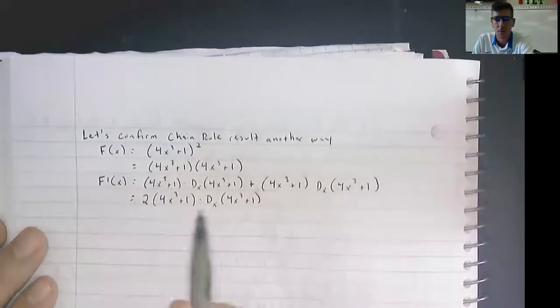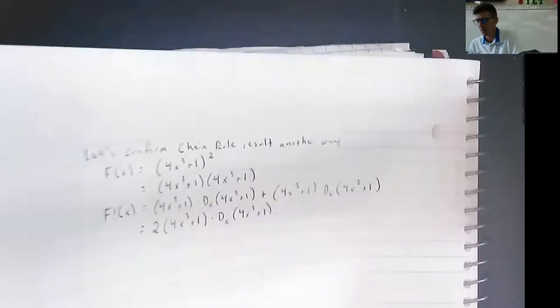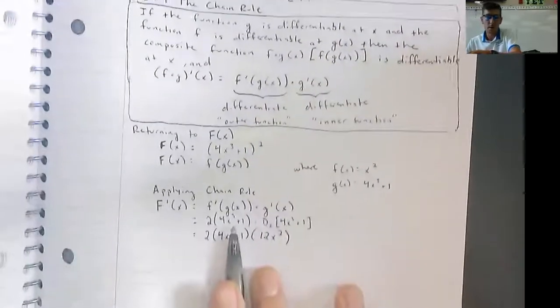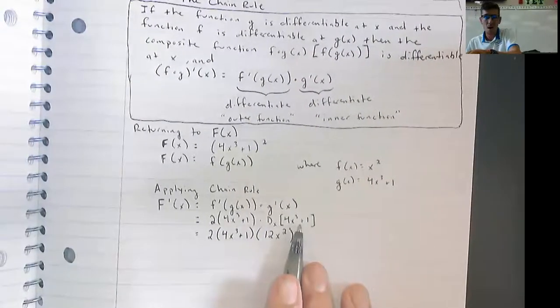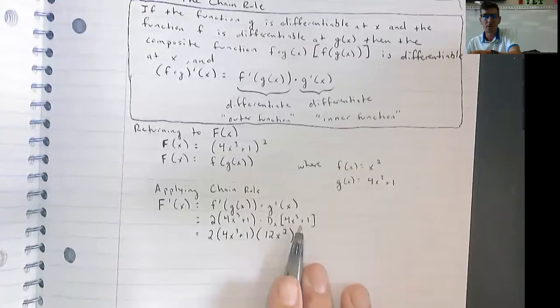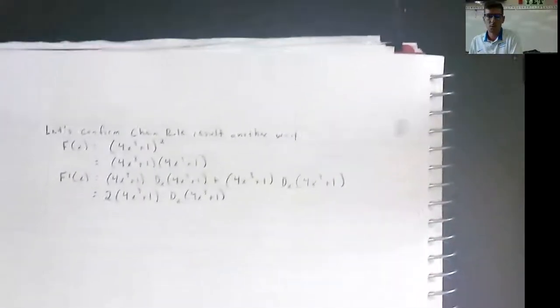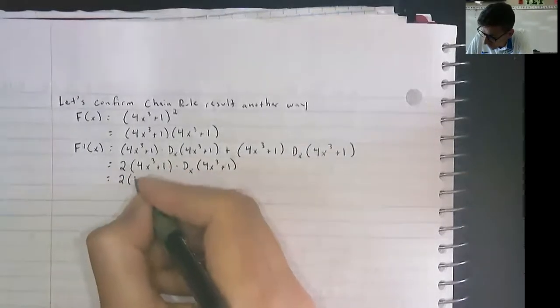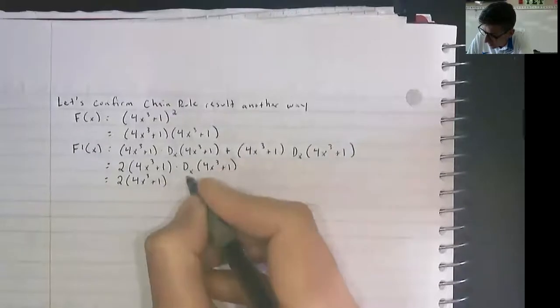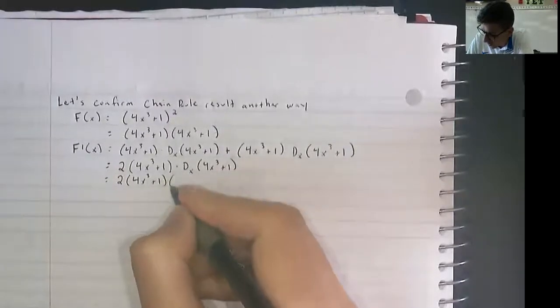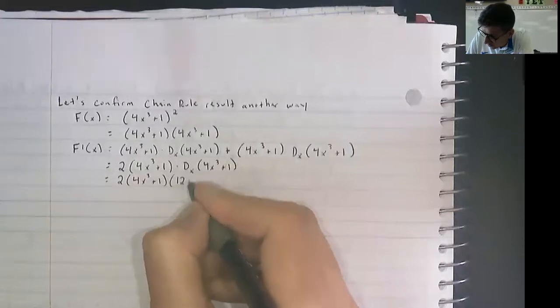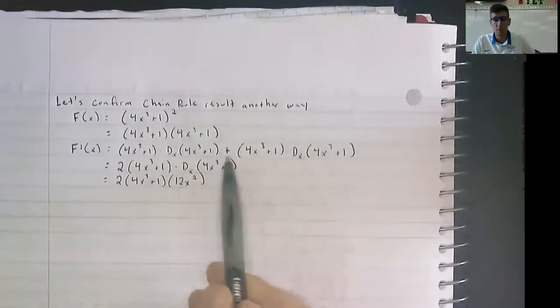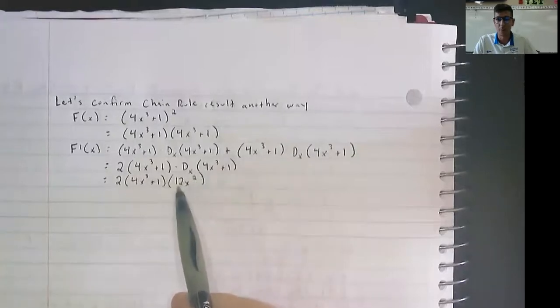Where have we seen this before? Like 3 minutes ago. Or maybe longer. I talk a lot. We saw that right here. What? It's chain rule. Product rule is confirming the chain rule. And so now, finishing this out, 2 times 4x cubed plus 1. The derivative here of 4x cubed plus 1 is 12x squared. And so just doing the product rule gets us to what the chain rule told us it should be.